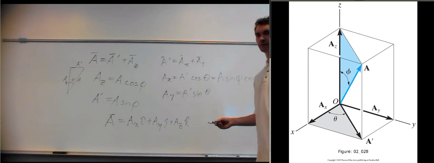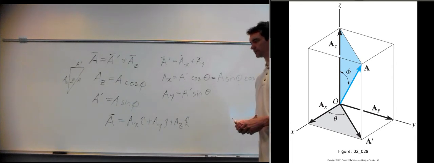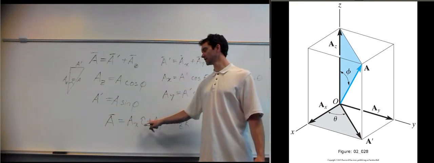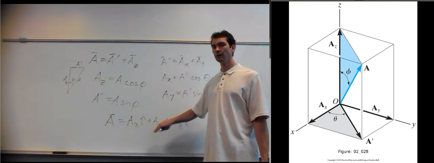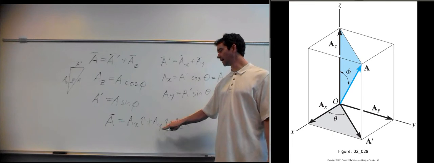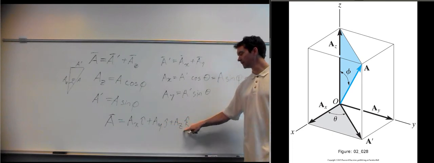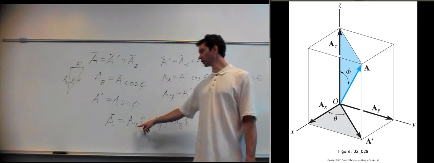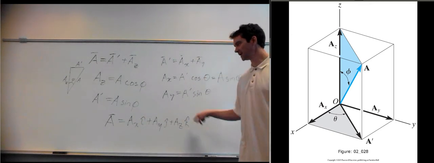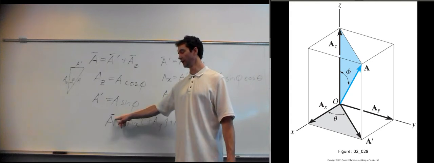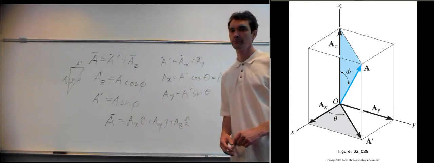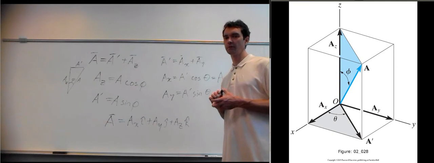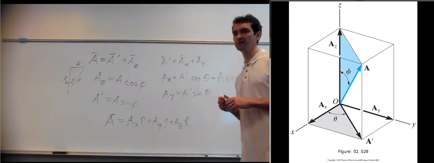Again, here's the vector sum. The vector A is equal to the magnitude AX times the I vector plus the magnitude AY times the J vector plus the magnitude AZ times the K vector. So we have the scalar multiplication of these direction vectors, I, J, and K, and that vector addition will give us the vector A. You can see in the figure on the right, we've got vector AX plus vector AY plus vector AZ is equal to A.